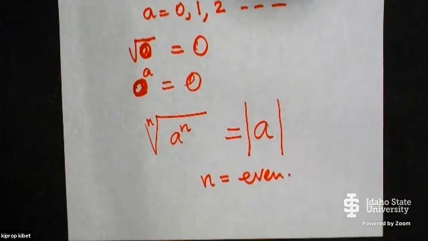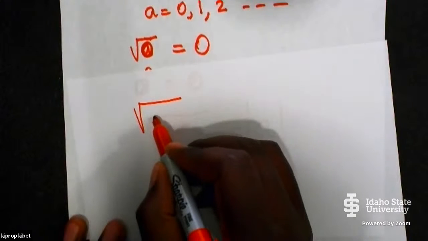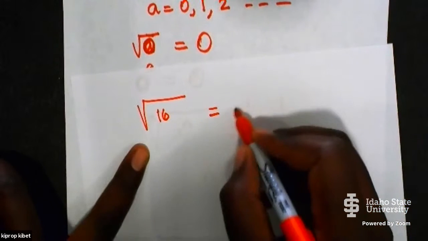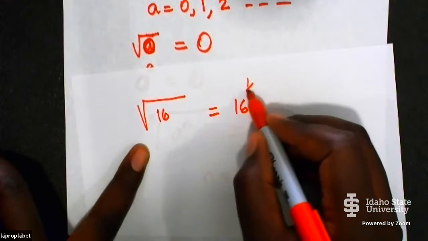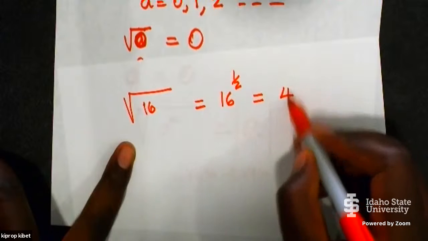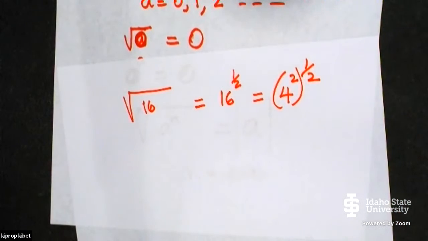So what do you mean by this? When we have the square root of, let's say, 16, okay? The square root of 16 is also similar to 16 raised to what? 1 over 2. This 16 is similar to what? 4 squared raised to 1 over 2. 4 squared raised to 1 over 2.